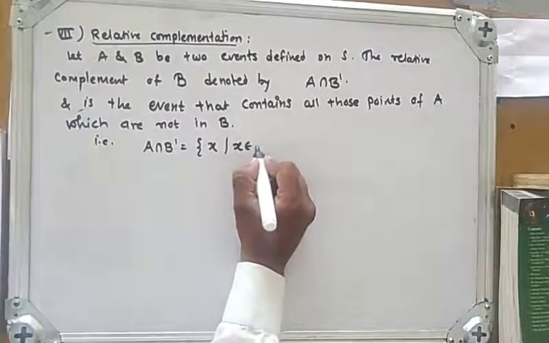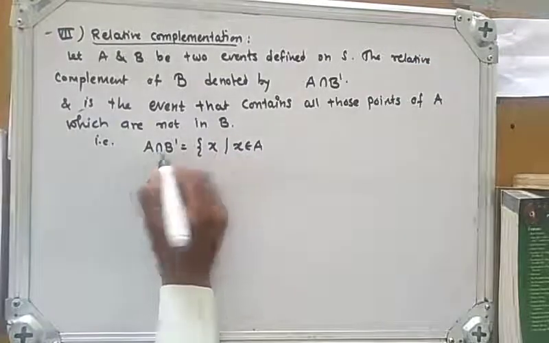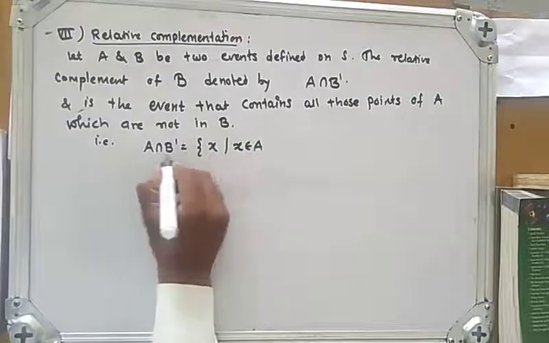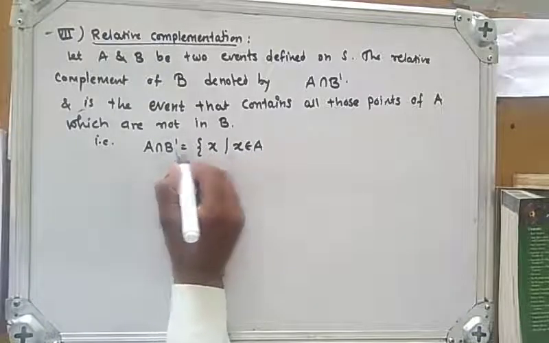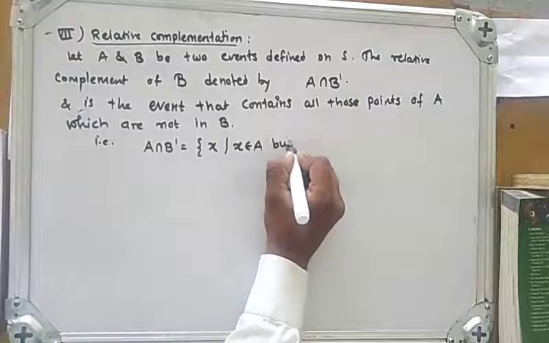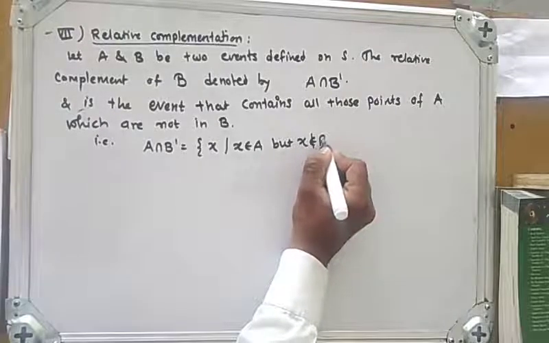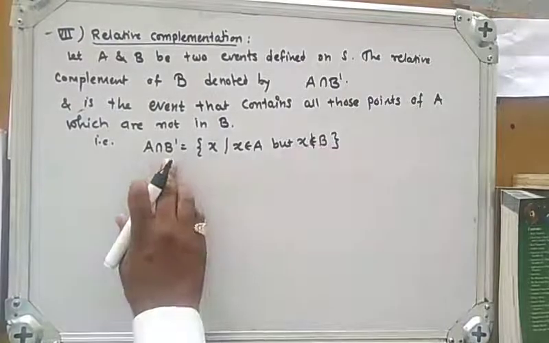So x belongs to A. Here intersection means the common points between A and B complement. So x belongs to A but x does not belong to B. So this is A intersection B complement.